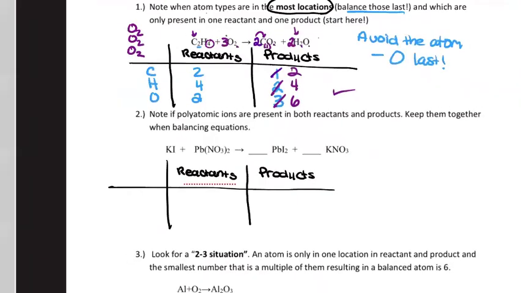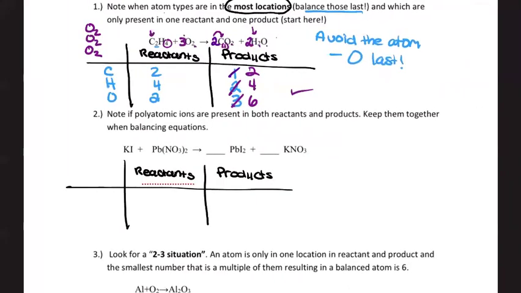Okay, so my next strategy is looking for polyatomic ions in the reactant and the product, because if they're in both locations, yay, I'm going to keep them together. I'm not going to divvy up the nitrogens and the oxygens. I'm just going to consider it as a unit.